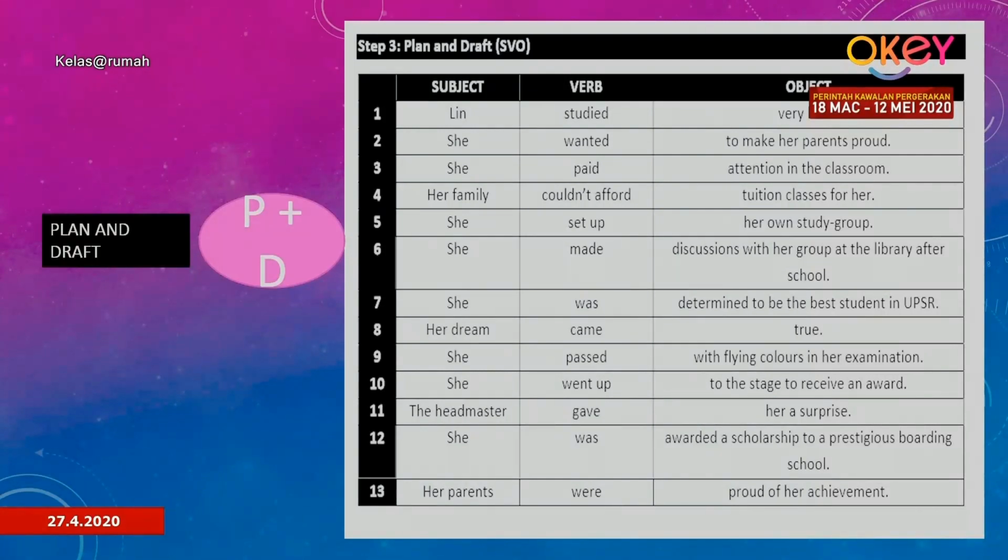She went up to the stage to receive an award. The headmaster gave her a surprise. She was awarded a scholarship to a prestigious boarding school. Her parents were proud of her achievement. Alright students, pay attention to sentences number 4, number 5, number 7, number 11, and of course number 12. Those sentences are added points which are not in the question. They are added to make the story more interesting.